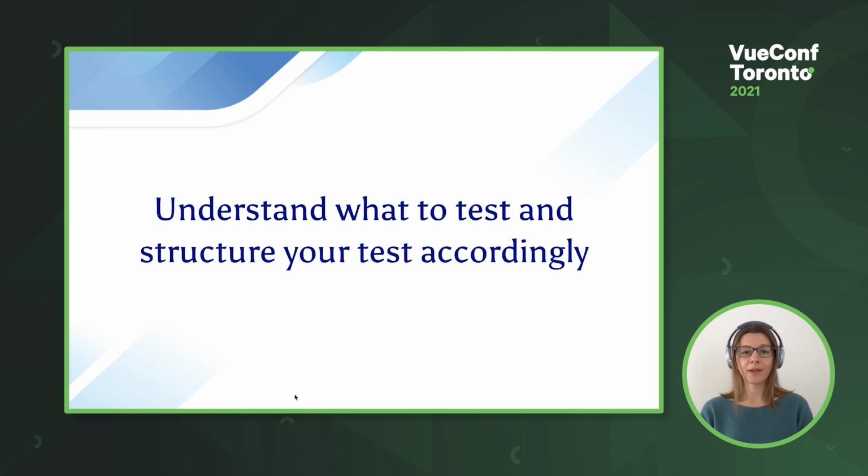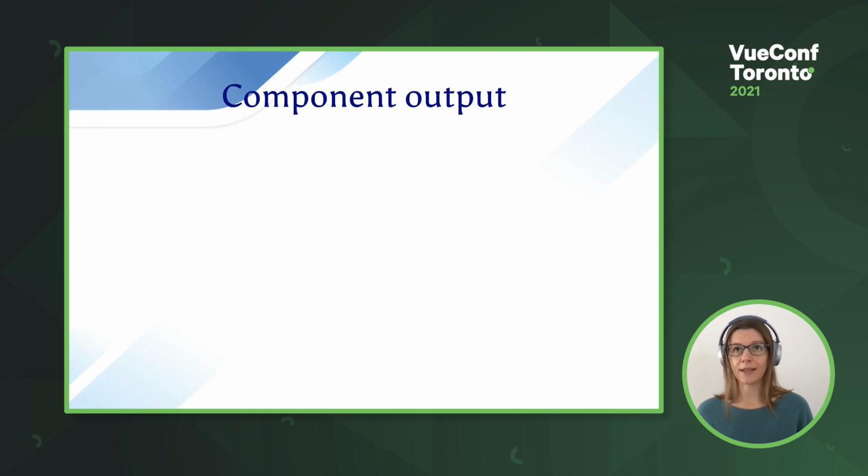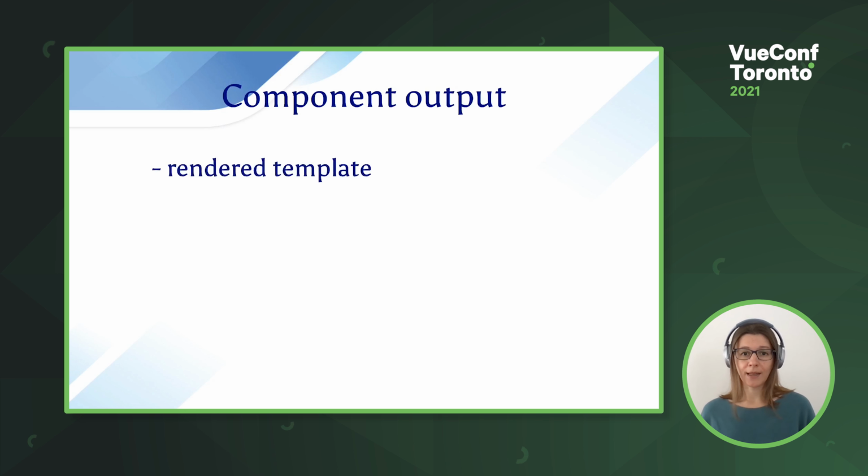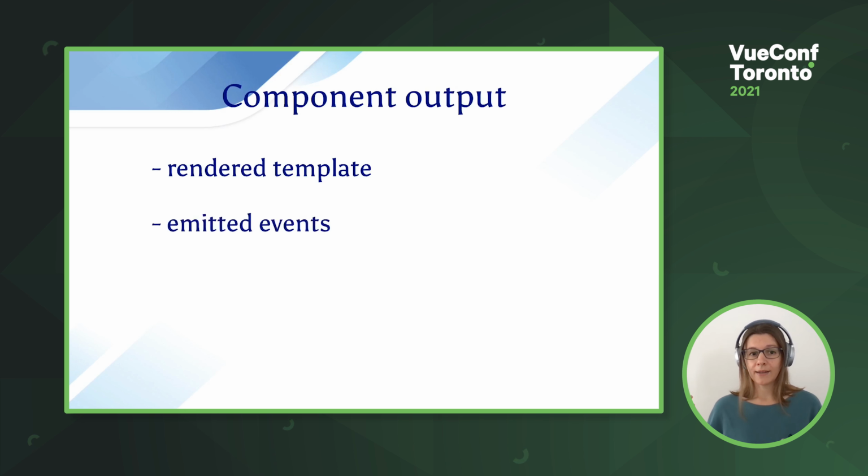So, first moment, understand what to test and structure your test accordingly. This is an important moment when you just start with the test, with even a structure of the test. And to do it properly, let's realize that we are testing component output, something that is an external contract of this component. And if you struggle to understand what component output is, first of all, this is rendered template. This is an HTML that we are showing to the user. This is component output. Clearly, this is emitted events, because our component, of course, is interacting with other components, with the parent level. And it emits events, so this is component output as well.